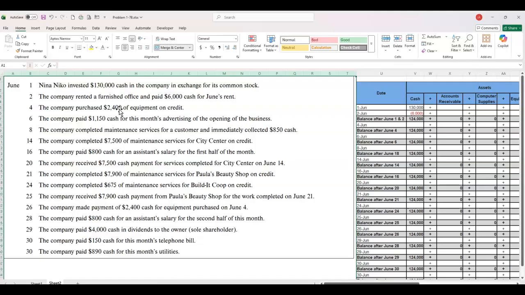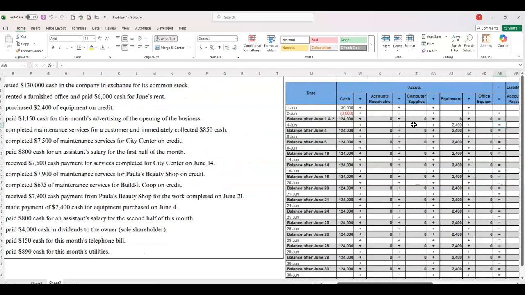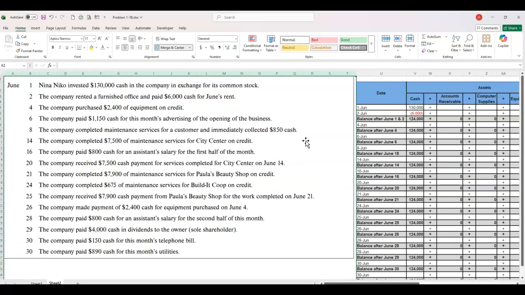The company purchased $2,400 worth of equipment on credit, so I know cash is not going to go down. This is on credit. Cash didn't go down, but something happened. I purchased equipment, so I'm going to find equipment here, and it was $2,400. So equipment went up by $2,400. There's no other asset that was changed. I didn't give up any assets, but I did agree to pay this person in the future. So my liabilities went up. My accounts payable, this is how much I owe this guy now. And it didn't give us any other information, so I'm going to the accounts payable.